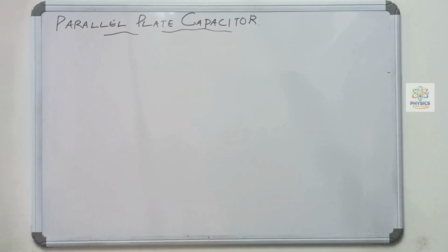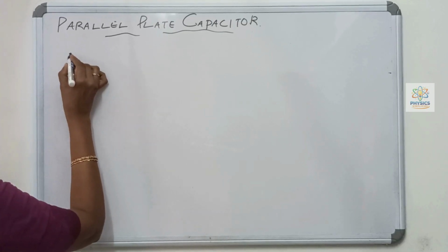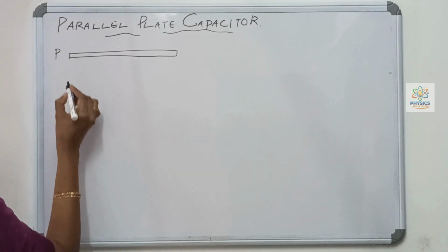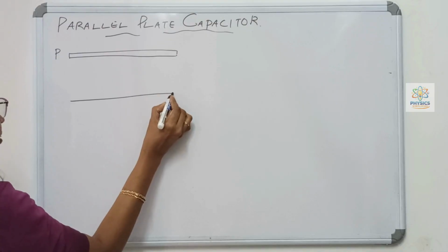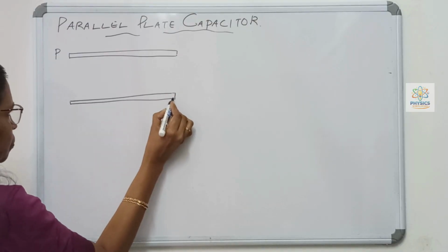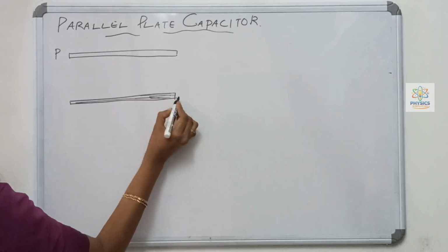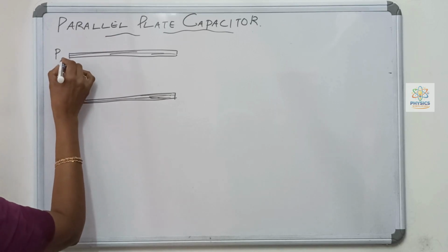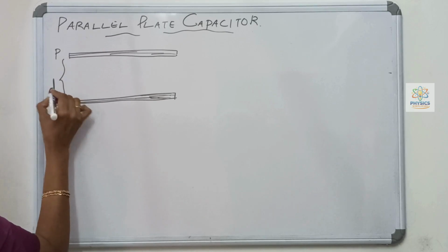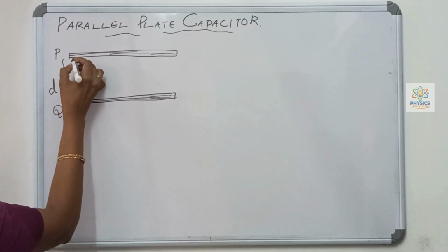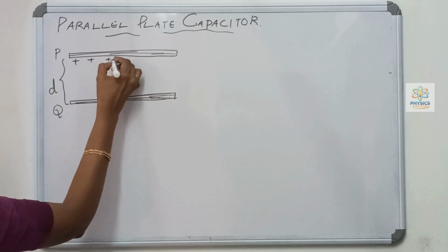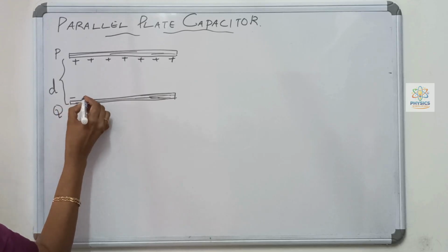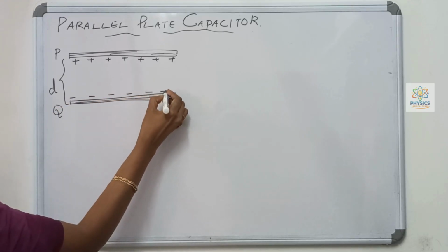Capacitor. Here you consider two plates. You can take this as plate P and the next plate as Q. The distance between the two plates is taken as D. The first plate P is charged positively. By induction, the second plate Q is charged negatively.